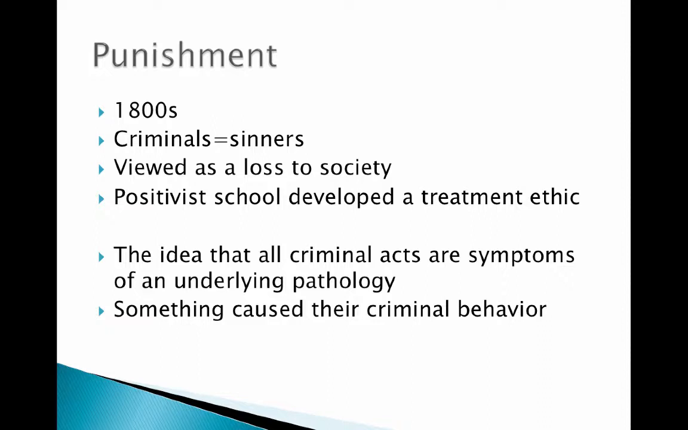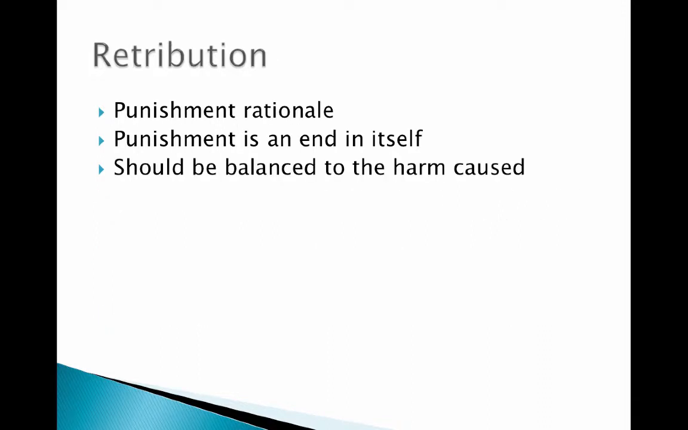When we look at punishment through the 1800s, criminals were treated as sinners. They were viewed as people who have been a detriment to society, and they were viewed as a loss to society. The positive school developed a treatment ethic. The idea was that all criminal acts are symptoms of an underlying pathology. Something caused their criminal behavior. So this leads to early explanations of why people committed crime, and the only theory that explains why each and every person commits crime is rational choice theory. Rational choice meaning that they made a rational choice to commit their criminal act.